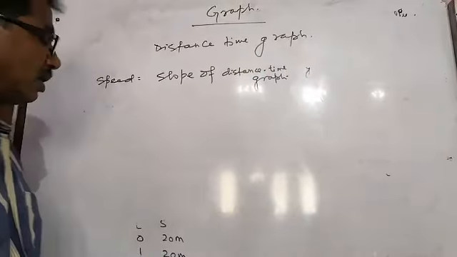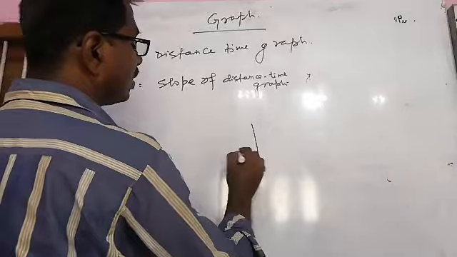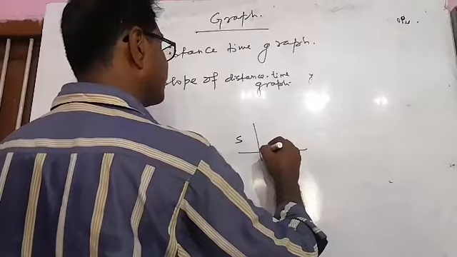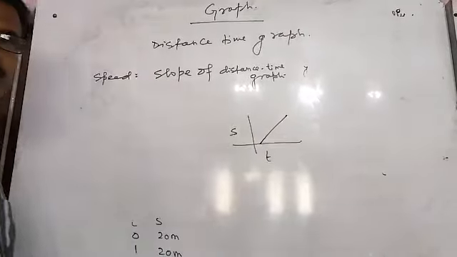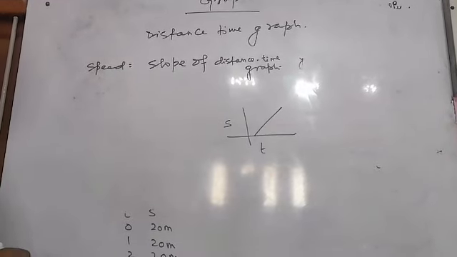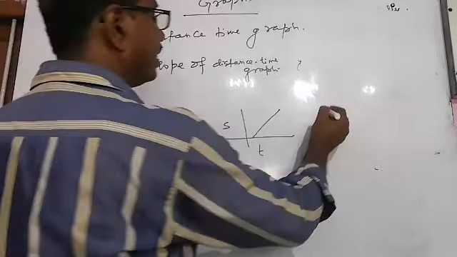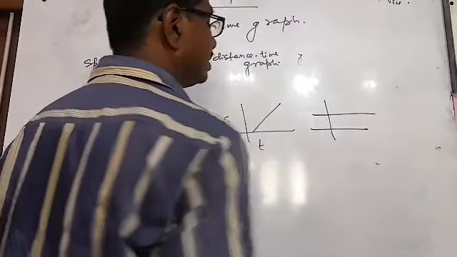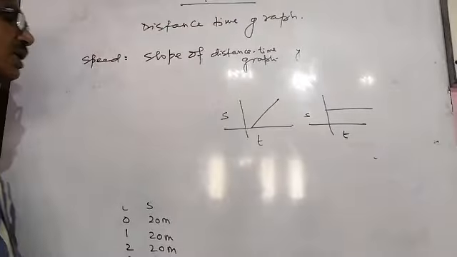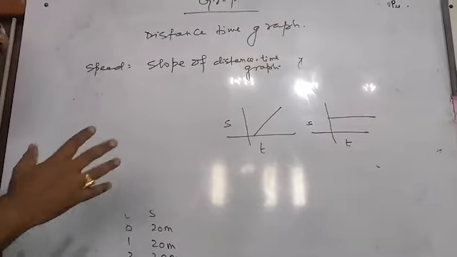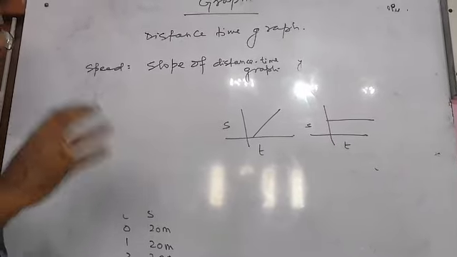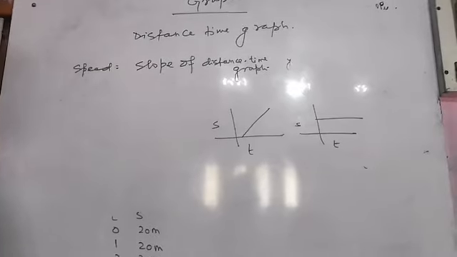So if I ask you, suppose this is a distance time graph, what do you understand by this? You will certainly say that this graph tells that the body is moving at uniform speed. And if I say, what do you understand by this? Suppose this is also a distance time graph, then again you will say that the body is at rest. After every unit of time, the body is at the same distance from the reference point, hence the body is at rest.